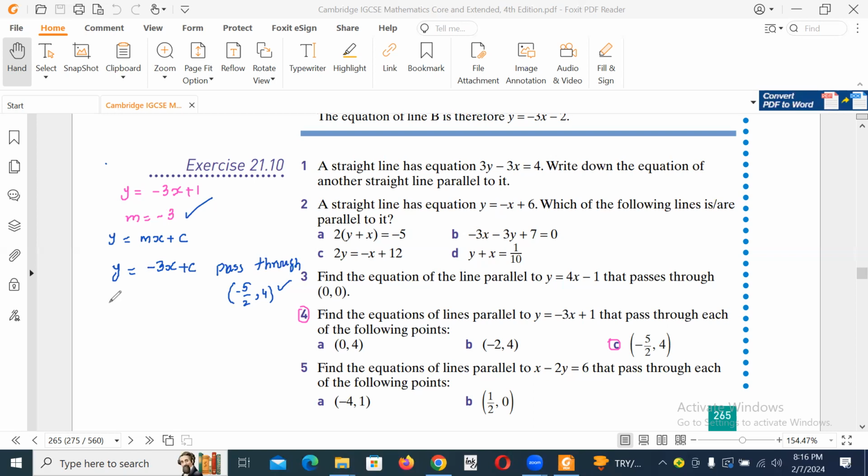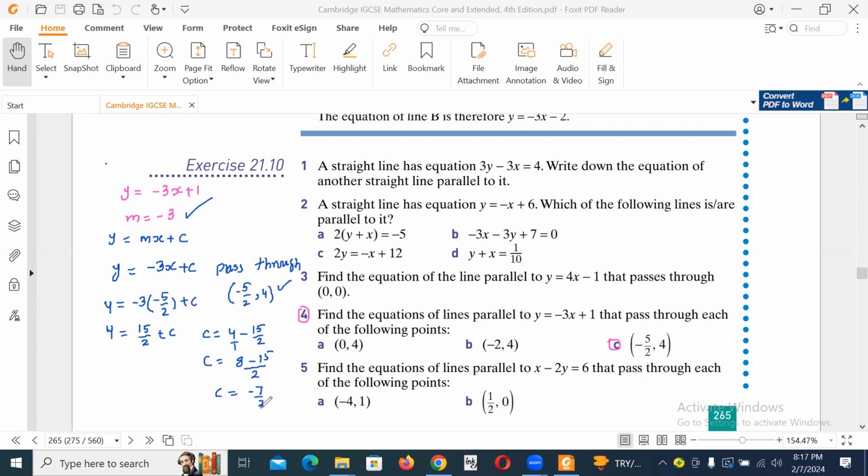So once you replace here, it is 4 equals minus 3 bracket open minus 5/2 bracket close plus c. Try to simplify. So it is 4 equals plus 15/2 plus c. So we can take 15/2 to the other side. So c is equal to 4 minus 15/2. By taking the LCM concept, make the denominator the same. So we would say 8/2 minus 15/2. So c is equal to minus 7/2.